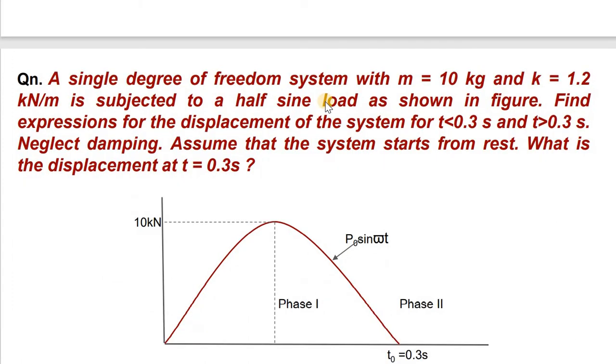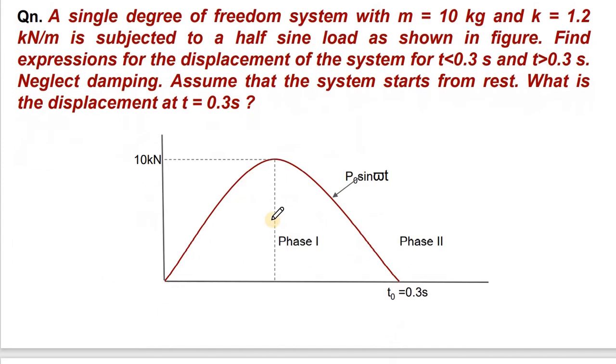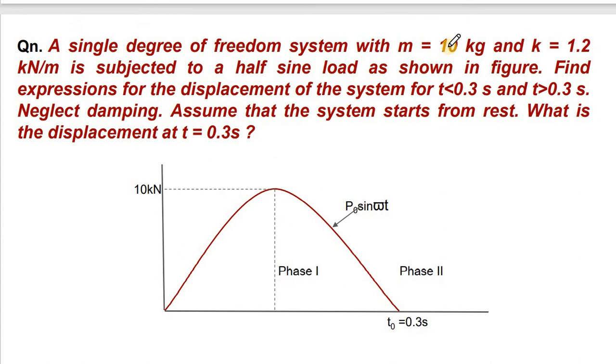Now let's just look into a simple problem. So here in this problem, the mass is given, k is given. It is subjected to a half sine load as shown in the figure. Then find the expressions of the displacement of the system for t less than 0.3 and greater than 0.3, that is, both the phases. And what is the displacement at t equal to 0.3? At here, what will be the displacement?